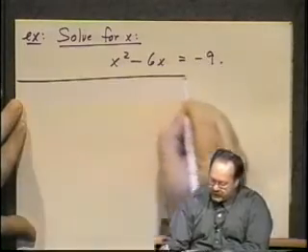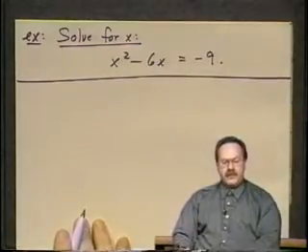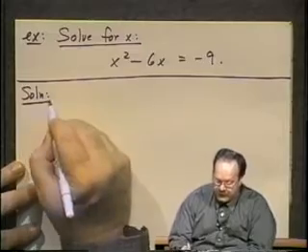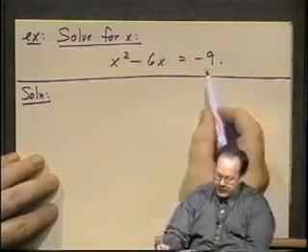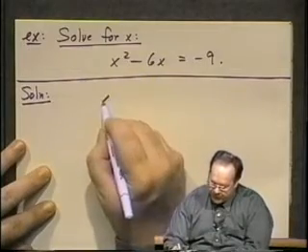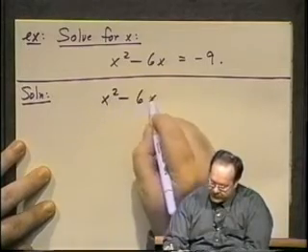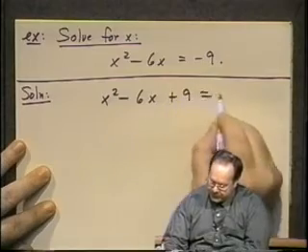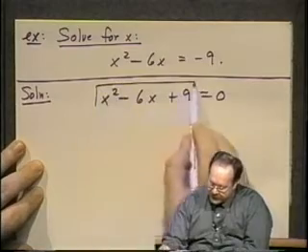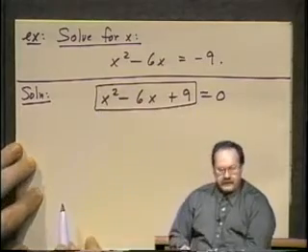So right away you see that this is not starting out in the standard form. So if I'm going to work with this, the first thing I'm going to do is put it into standard form, which in this case is easy. I just move the minus 9 over to the left. So if I rewrite that, I have x squared minus 6x plus 9 equals 0. Moving the minus 9 over. So now this is in the correct standard form.